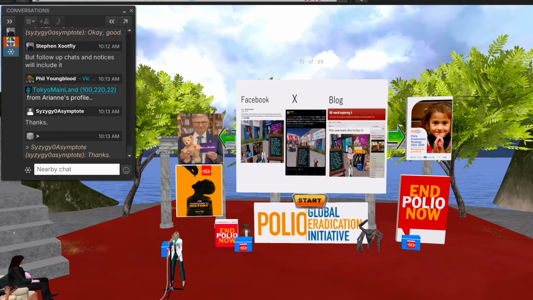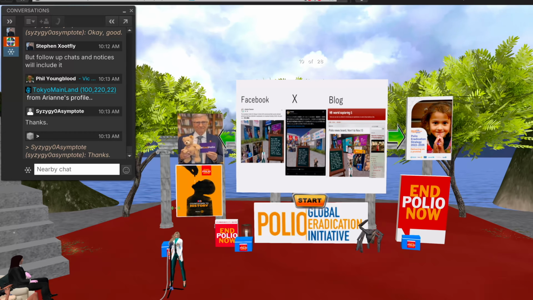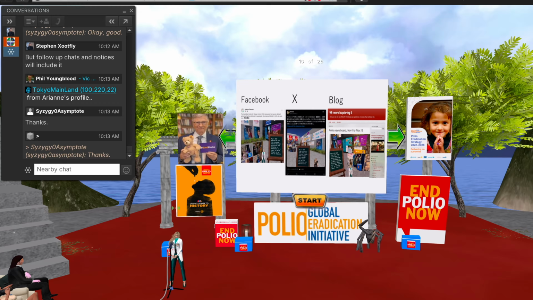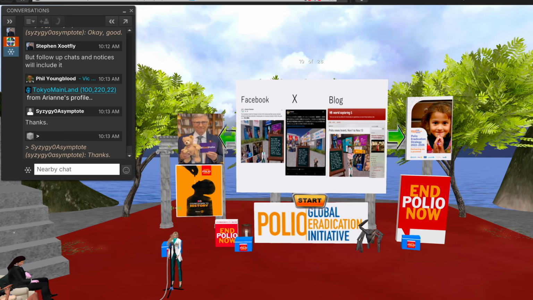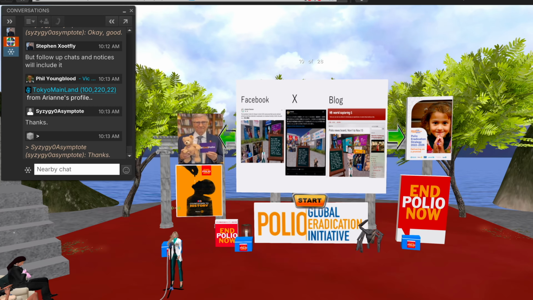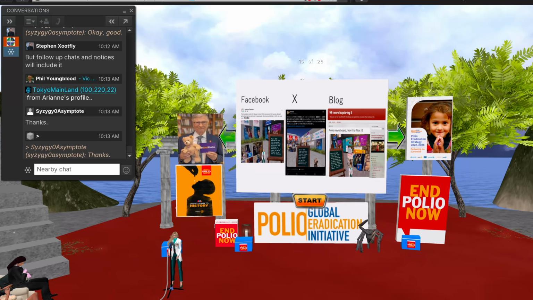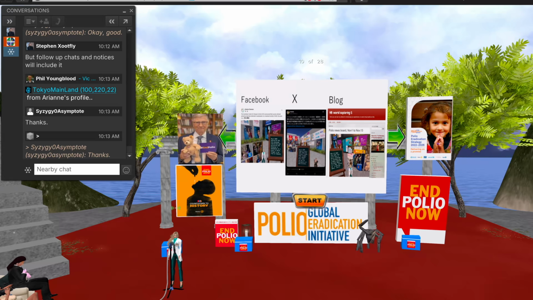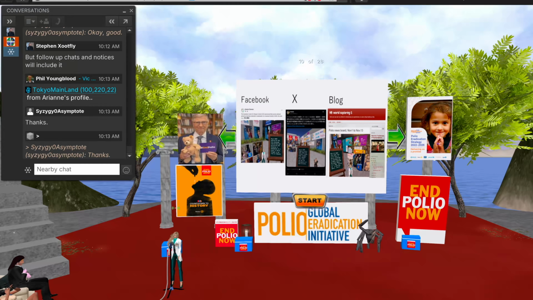In addition to these platforms, I also make use of Facebook, X, and a blog for outreach. None of these channels is dedicated exclusively to the polio campaign. Rather, they feature a variety of articles related to Second Life alongside polio-related content. On X, I post news articles about polio, collected from various websites, almost every day.